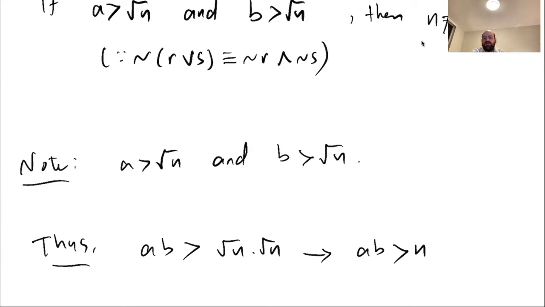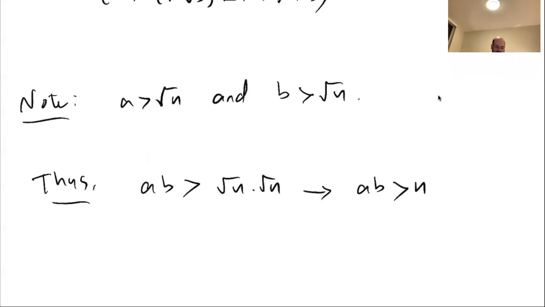Why is everything positive? Well, because root n is positive, it is not negative, and a and b are bigger than root n, so a number bigger than a positive number is positive, right? So a and b are positive and root n positive. So I can multiply these two. I'll get ab bigger than root n times root n, which means ab bigger than n. And that means what? So if ab is bigger than n, that means n is not equal to ab, right? Because ab is bigger than n, so that means they are not equal. Well, that's it.